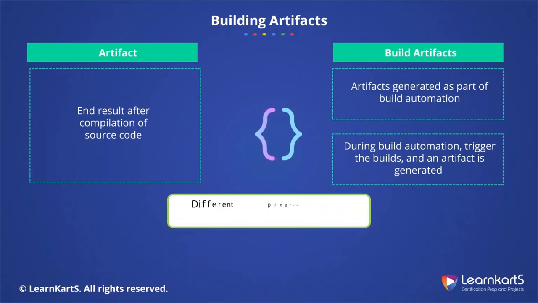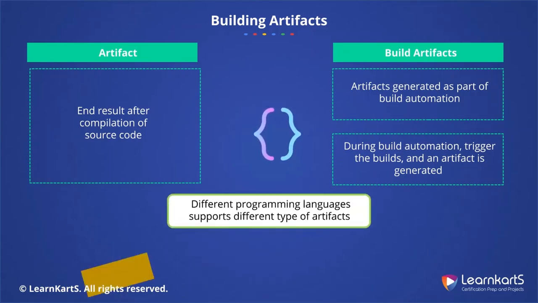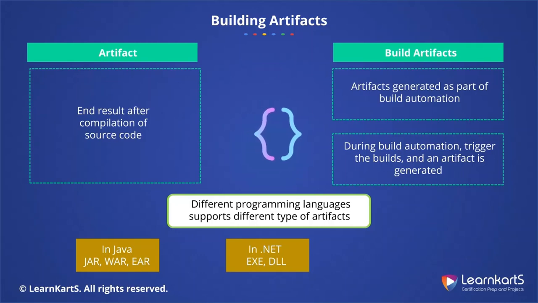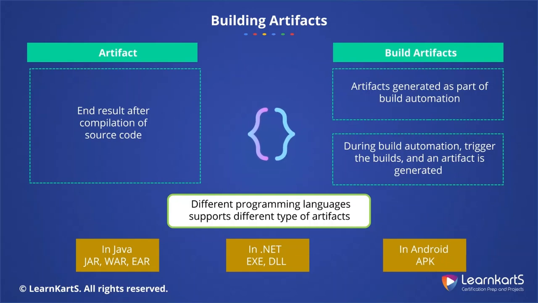Different programming languages have different build artifacts. For example, for Java, we have jar files, war files, and ear files. These are the standard build artifacts available there. If we talk about .NET, the exe files and DLL files are the ones available. In the case of Android, you have the APK files. So every programming language has certain artifacts to be built, so that you can have that artifact and later deploy it, or store it.